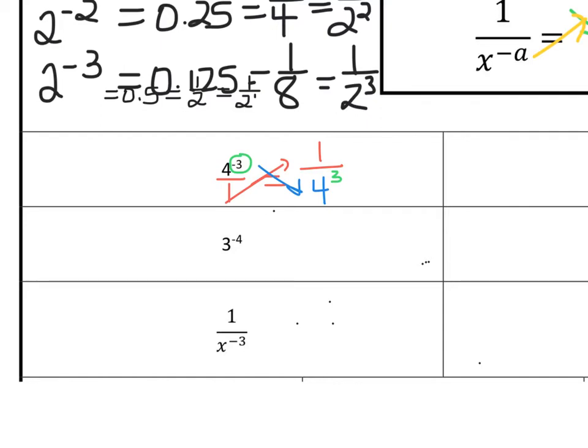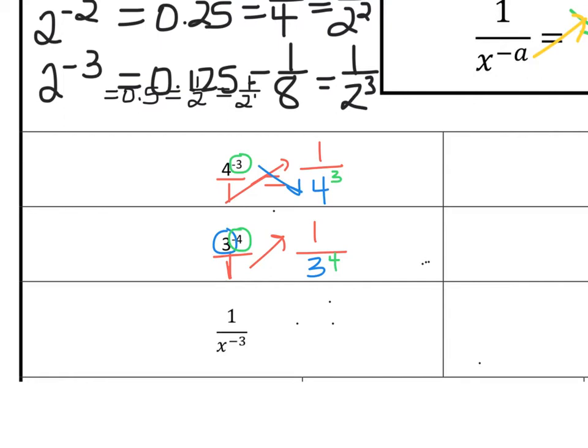3 to the negative 4. We're going to write 3 to the negative 4 as a fraction. We're going to flip it. The 1 goes on top, the base goes on the bottom, and the exponent becomes positive. Because negative exponents are really decimals, and if we were to put 1 divided by 3 to the 4th in the calculator, we would end up with a decimal.